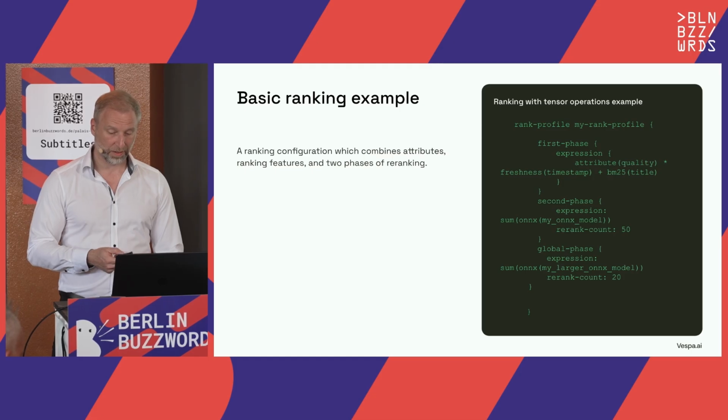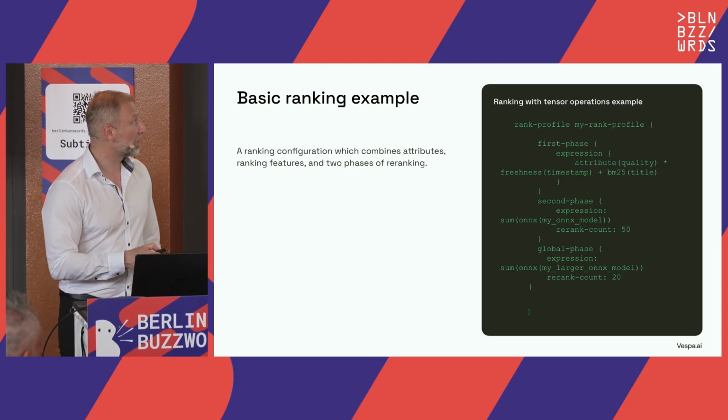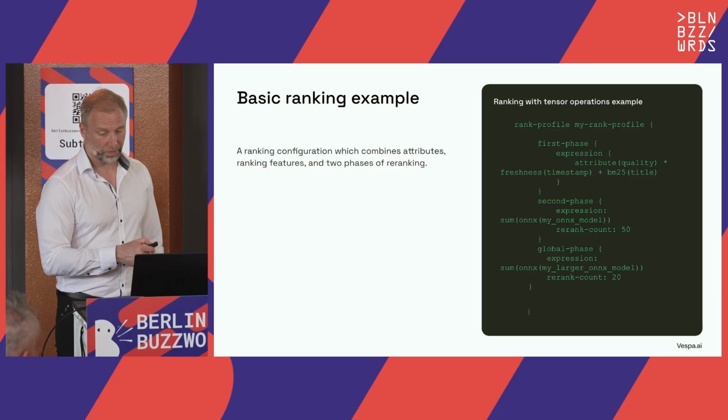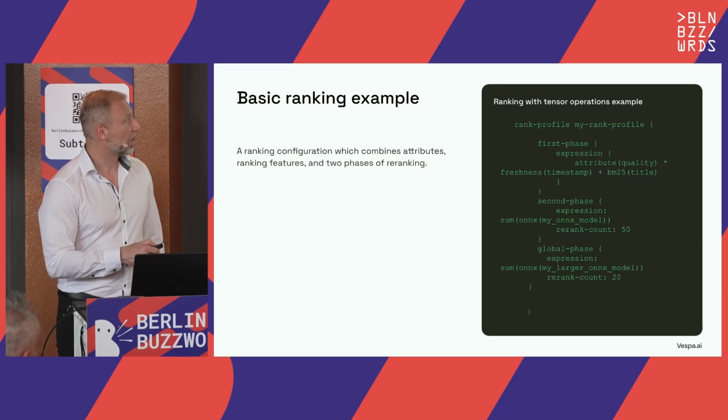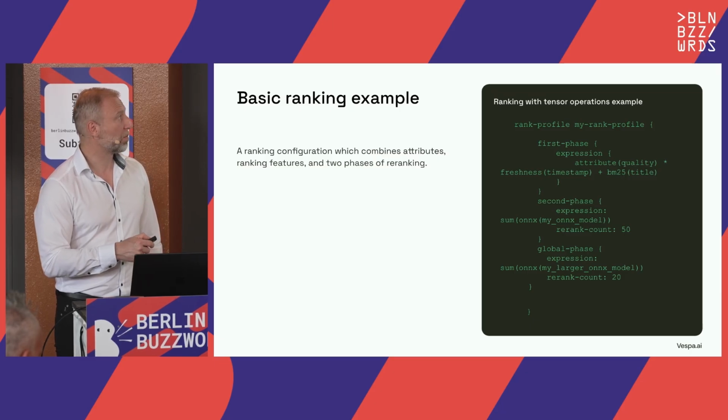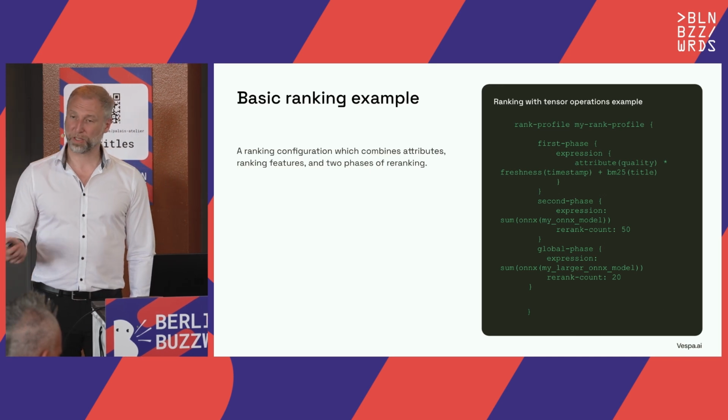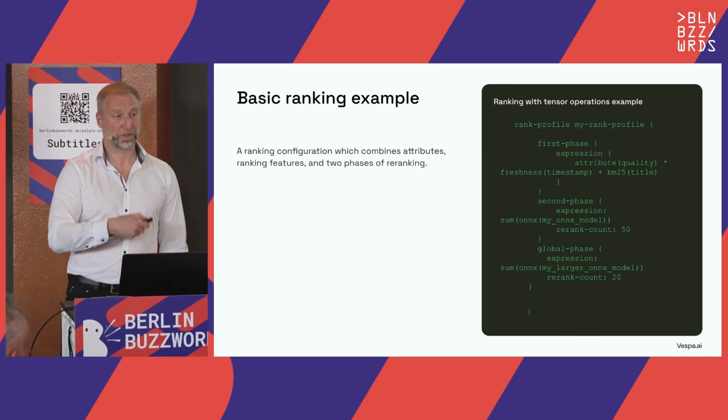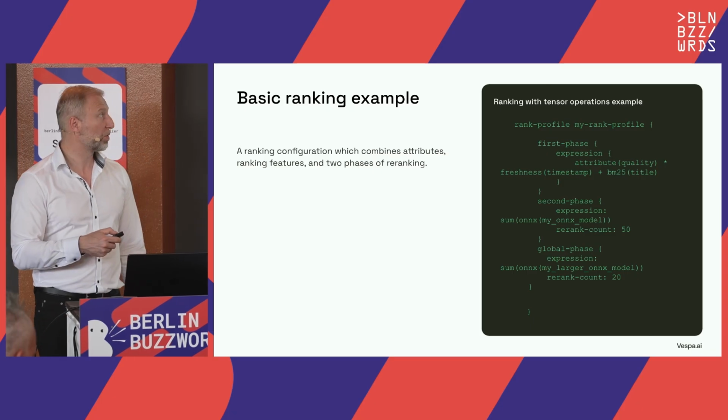And then a basic re-ranking example. So you see here that we can put attribute, freshness, and then BM25. Freshness is, for example, the date of the document when it was published. So we don't like to have old documents. We like to rank the fresh documents higher.